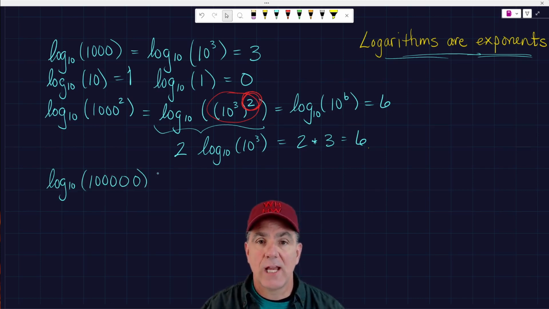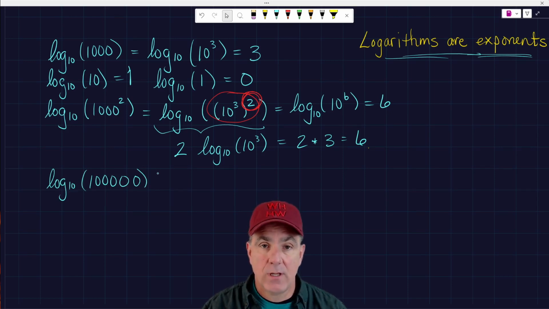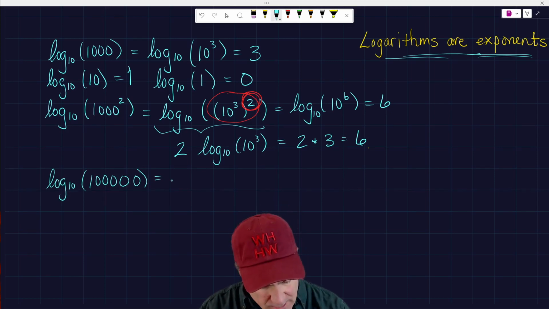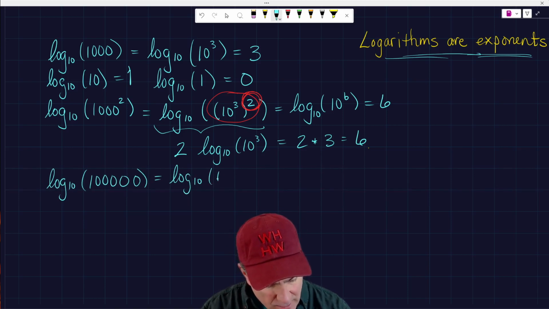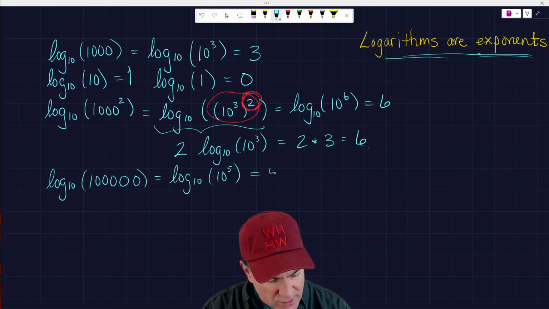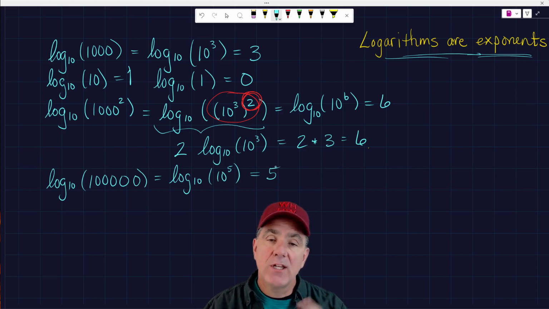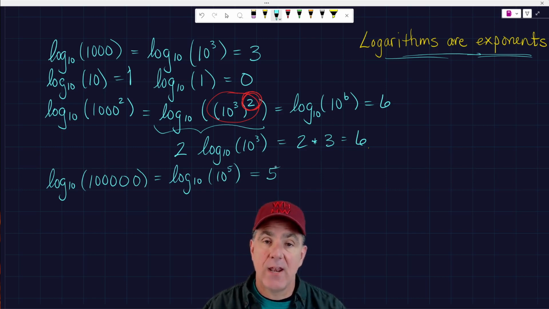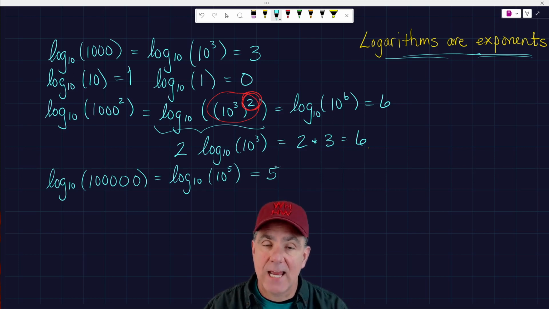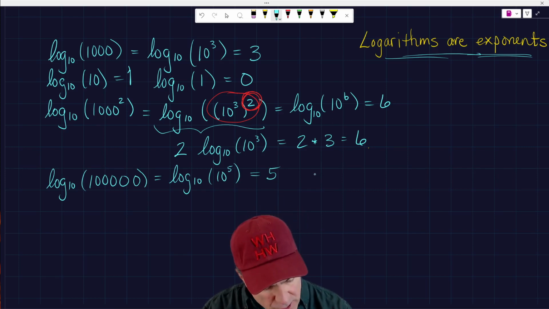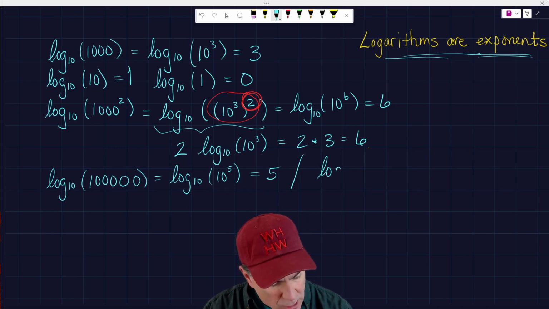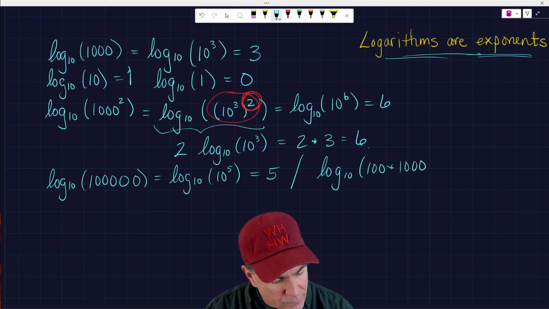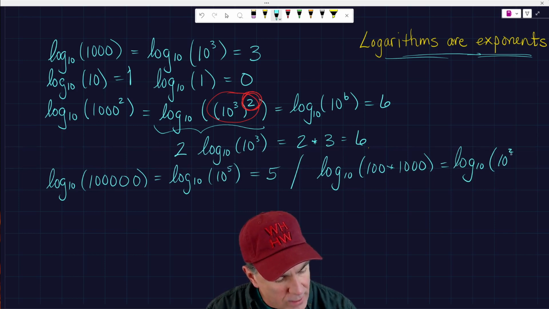In this situation, we're going to look at log base 10 of 100,000. Now, of course, we could do this directly. This is just log base 10 of 10 to the 5th, which we know is equal to 5. I want to do it in a little bit different fashion to demonstrate another property of logarithms, which is the same as the property for exponents. So consider this. Log base 10 of 100 times 1,000, and that's of course equal to log base 10 of 10 squared times 10 cubed.